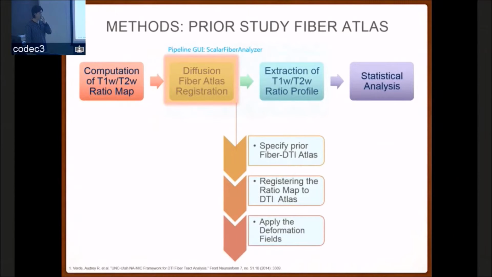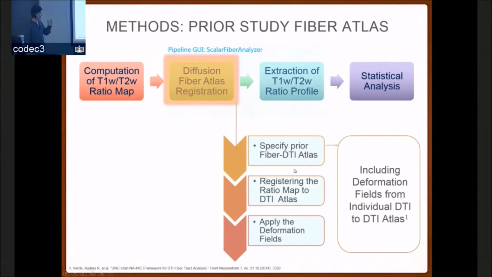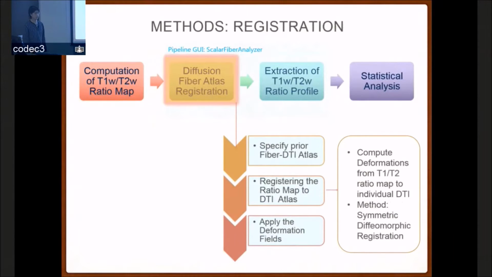The innovation here is that instead of performing quantitative tractography ourselves, we want to take advantage of the fact that there are previous DTI studies that have already performed these steps. So we got the data, which is stored in DTI Atlas with computed deformation fields. However, now we have the T1/T2 ratio map and their corresponding DTI map. We need to solve the correspondence problem, right?